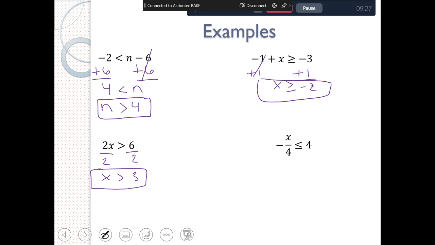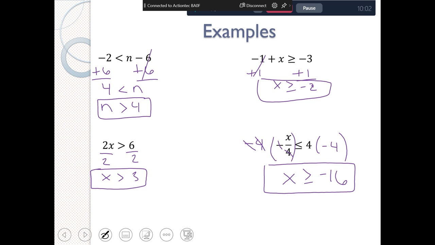Hey, I have a fraction. How do I get rid of a fraction? Multiply by the least common denominator. In this case that is 4, but there's a negative, so I'm going to multiply by negative 4 to get rid of the negative as well. I'm multiplying by a negative number, so our sign is going to change. I'm going to do that right away. Then my negatives cancel out and my 4s cancel out, so I'm just left with an x. Then 4 times negative 4 is negative 16. So there you go. This would be a closed circle, and it is greater than, so it would be going to the right.